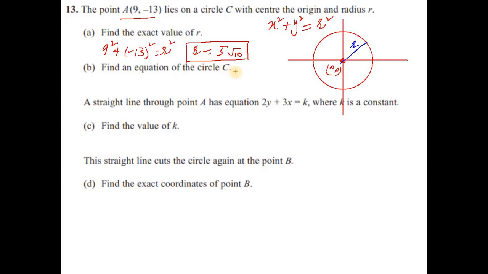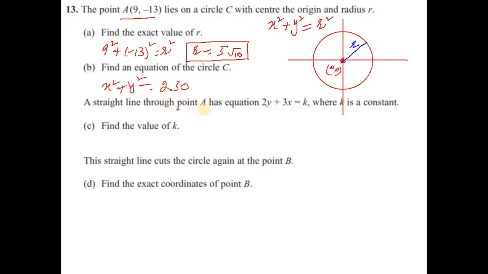Find an equation of the circle C. Clear. So you have the radius, so you can say that the equation of the circle is x squared plus y squared is equal to r squared. r squared is 25 times 10, that means 250. This is the equation of the circle.